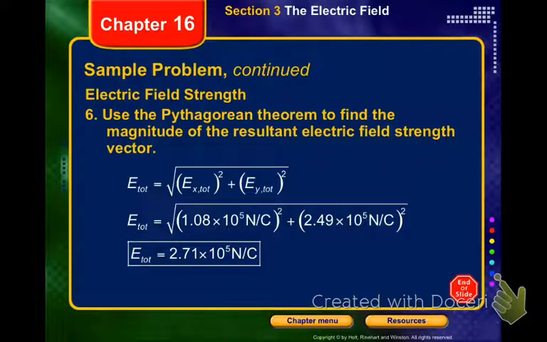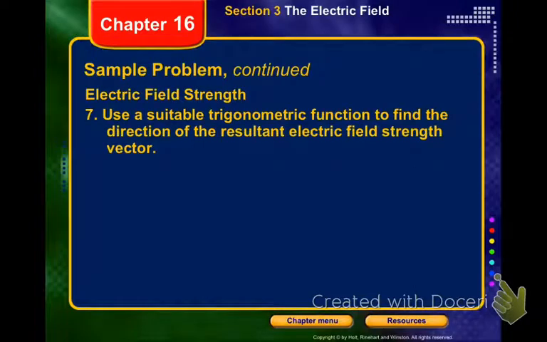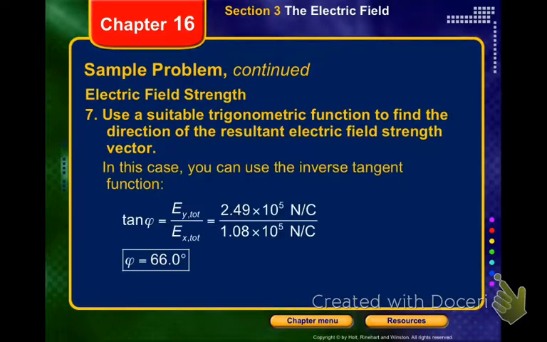So they found the angle to be 66 degrees. Is that 66 degrees going to be from the x-axis or from the y-axis? From the x. And they give you a little picture right there too. It is off of the x-axis. Any questions on the math?